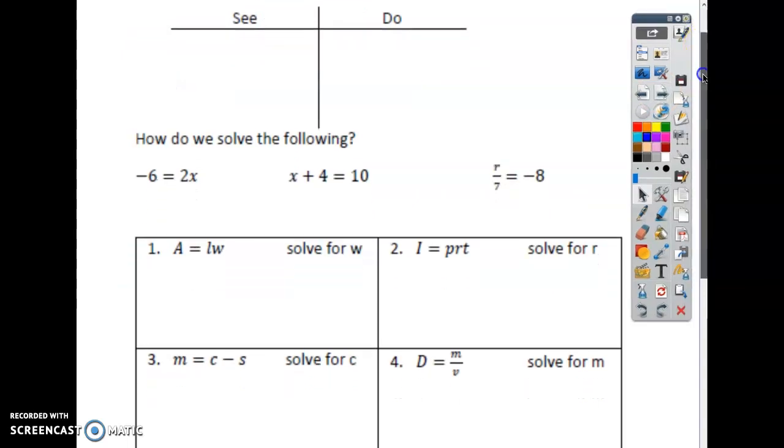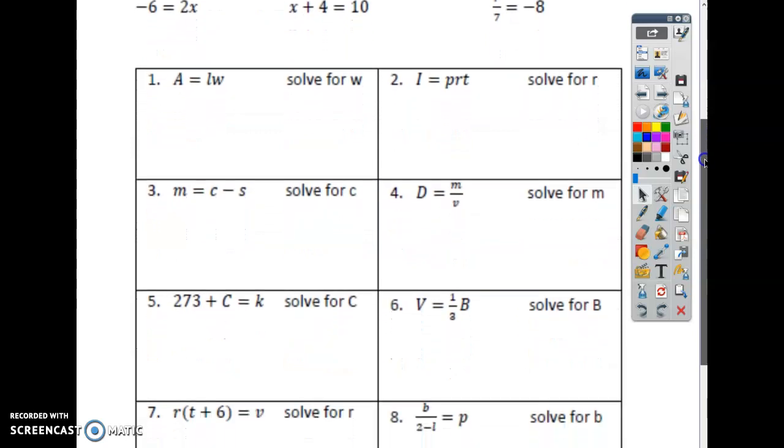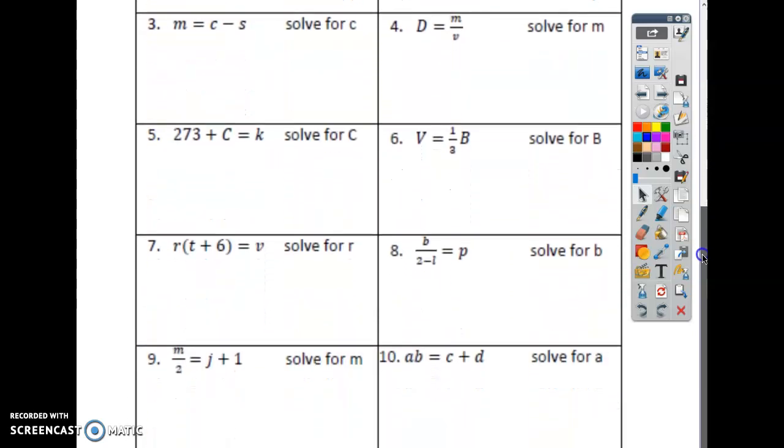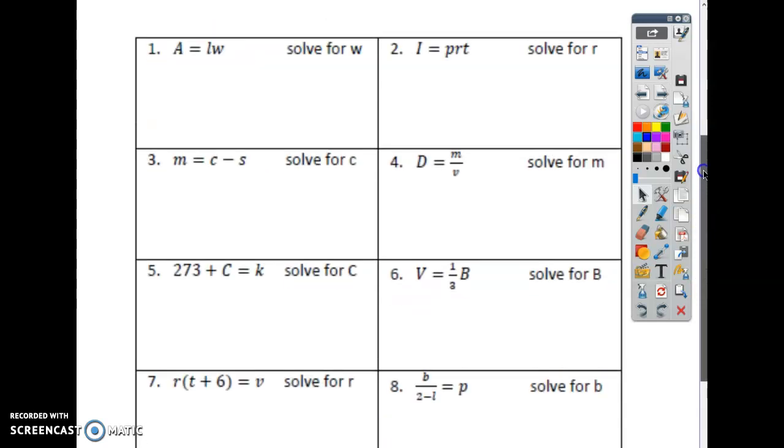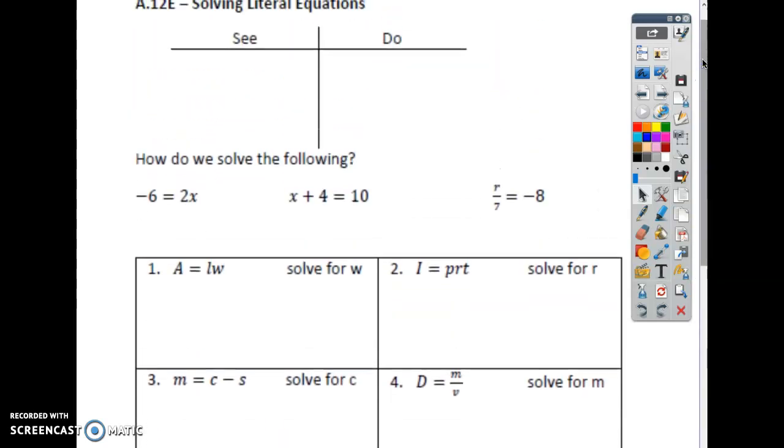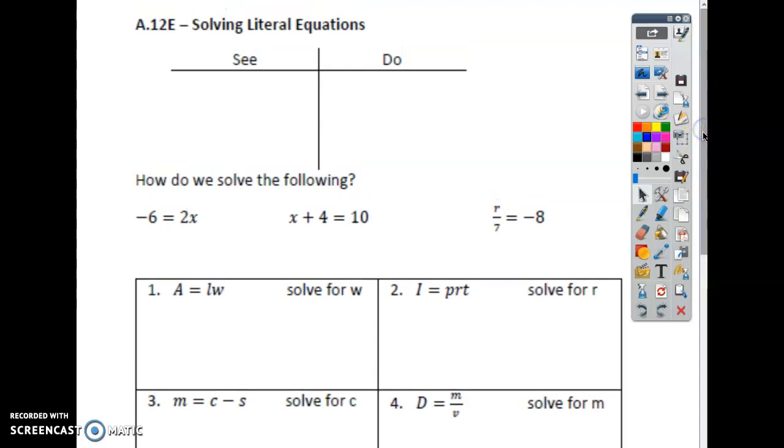okay, most of these have a lot of letters. I don't want you to get scared with the letters, okay? We're going to take it one at a time. So up here we're going to write down some notes that we remember.